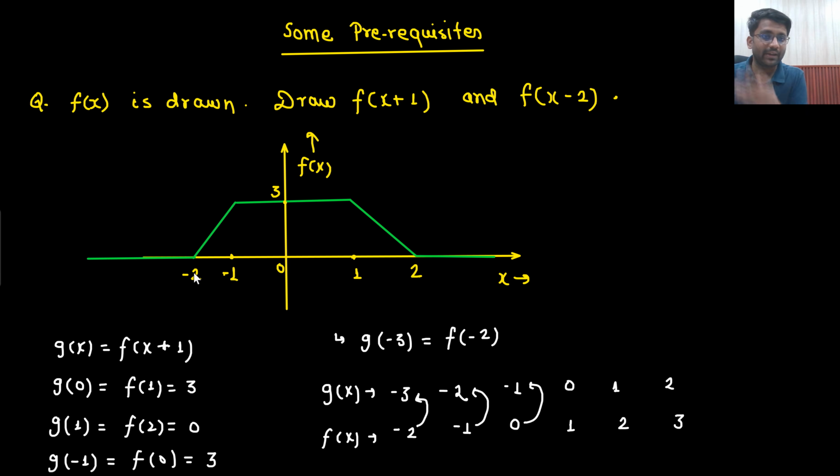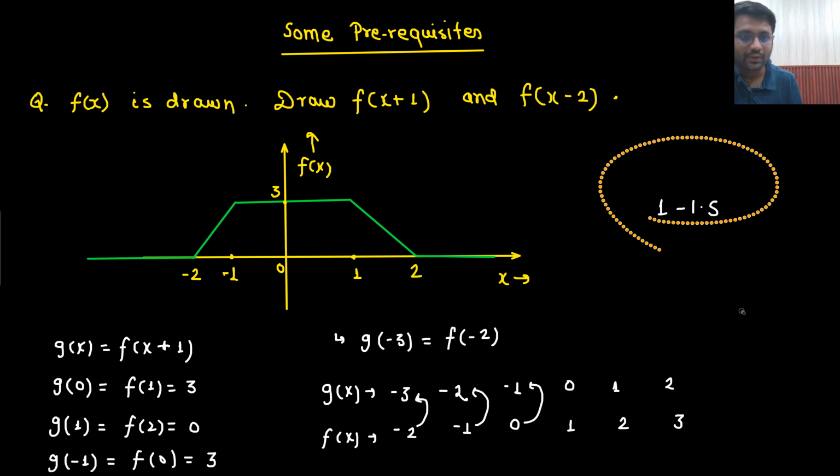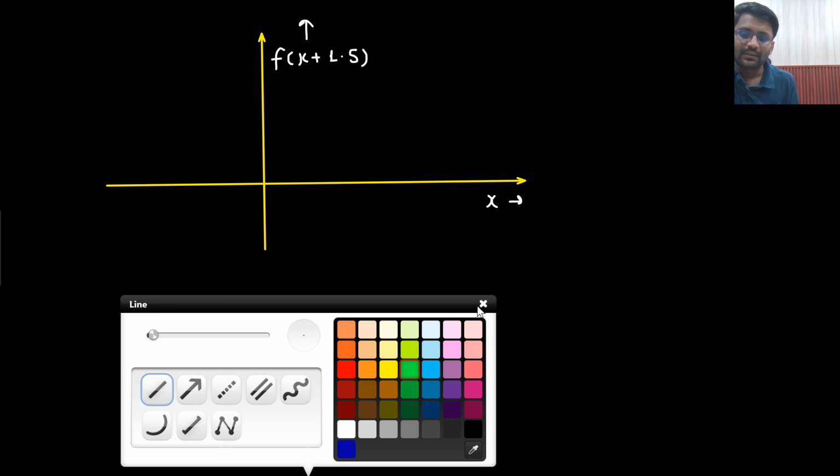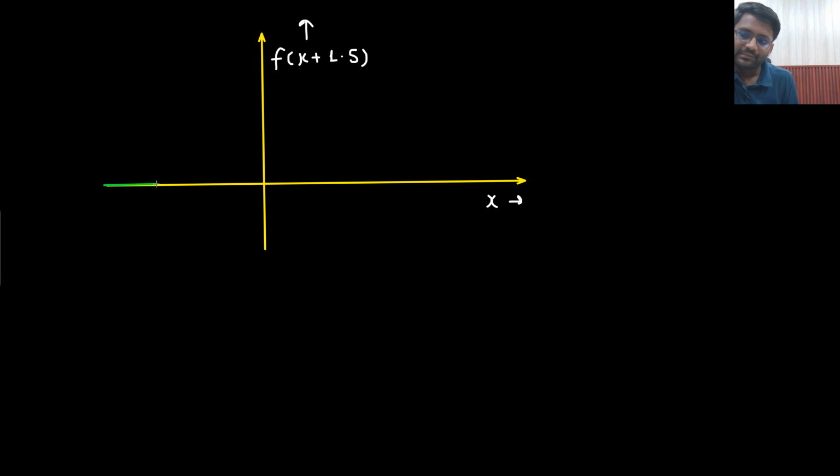So minus 2 will go to minus 3.5. Minus 1 will go to minus 2.5. 0 will go to minus 1.5. And 2 will go to 0.5. So how would the graph look? This is 1. It will be shifted by 1.5, so 1 will go to minus 0.5. So the graph would look somewhat like this. This is how the graph would look.